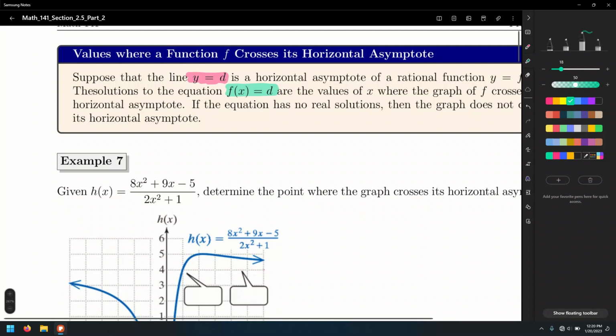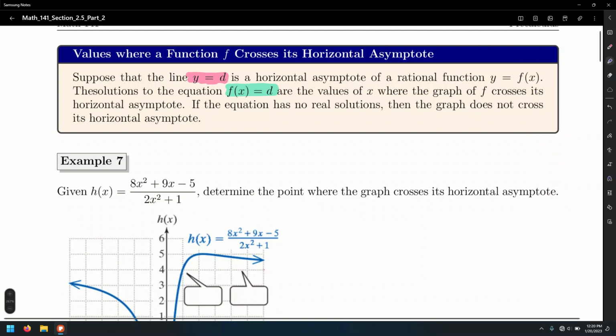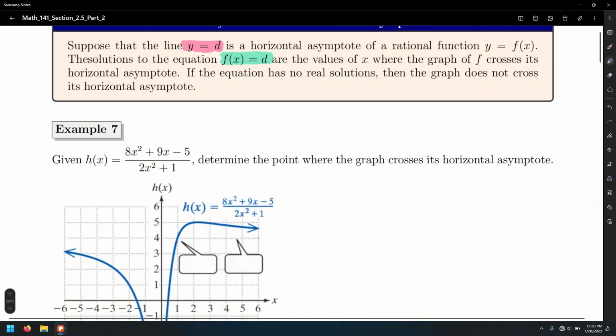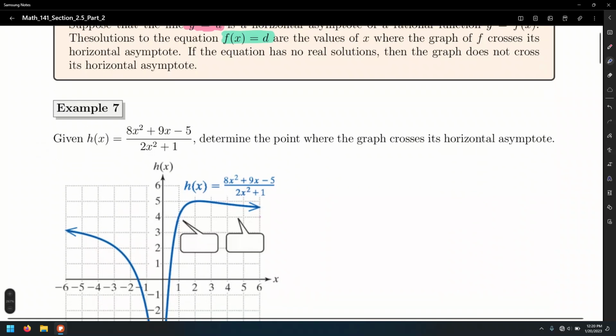So let's have a look at one example. Given h equals 8x squared plus 9x minus 5 divided by 2x squared plus 1, determine the point where the graph crosses its horizontal asymptote. Number one, what's the value of the horizontal asymptote in this case? Anyone? Yes? 4. y equals 4. How do we get that 4?